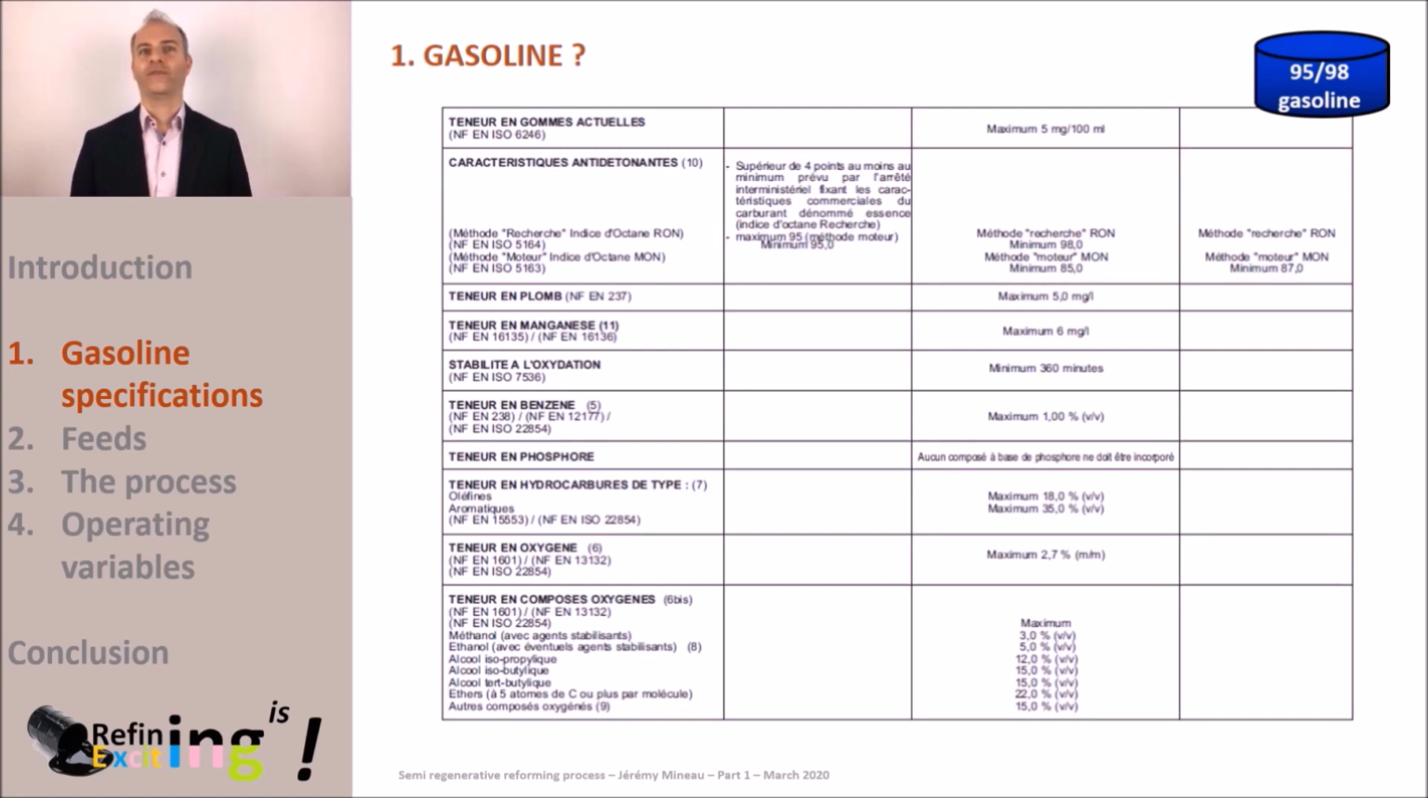In case you are not aware of the fact, the octane number is related to the behavior of the gasoline inside the engine. The higher the octane number, the better the combustion will be. There are also many other requirements for the gasoline to meet the specification. For example, the maximum benzene content must not exceed 1% volume for reasons of toxicity.